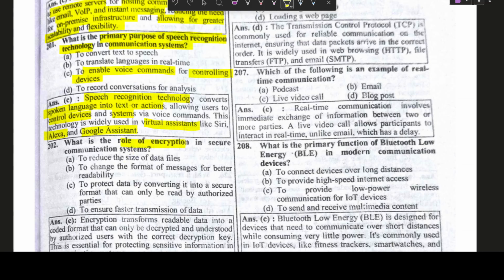What is the role of encryption in secure communication systems? It is to protect data by converting it into a secure format that can only be read by authorized parties.